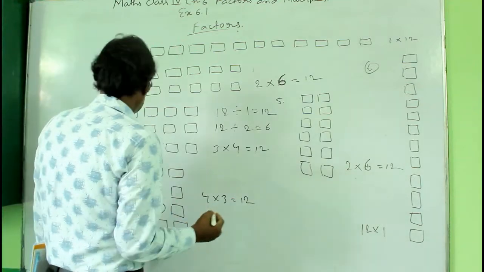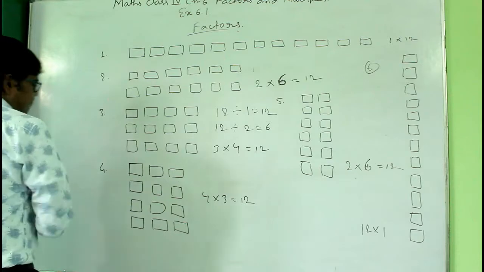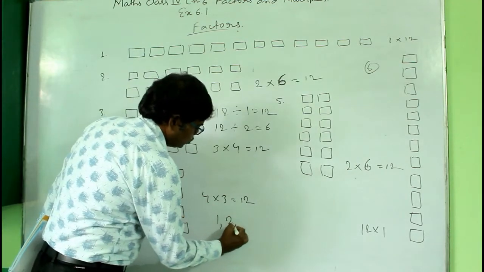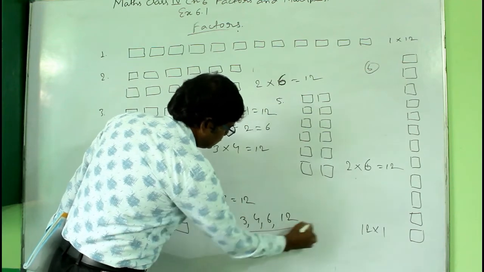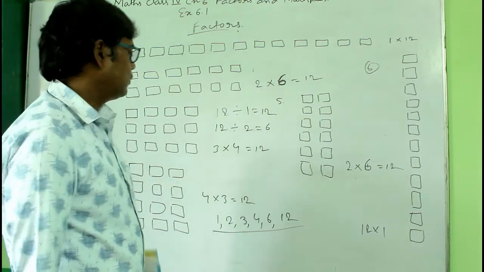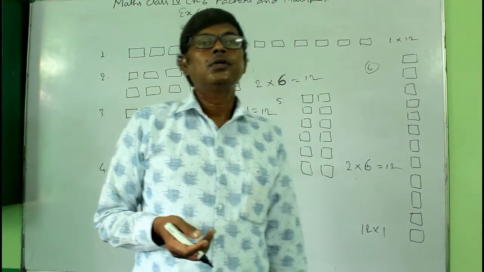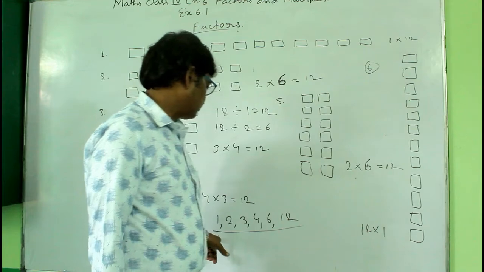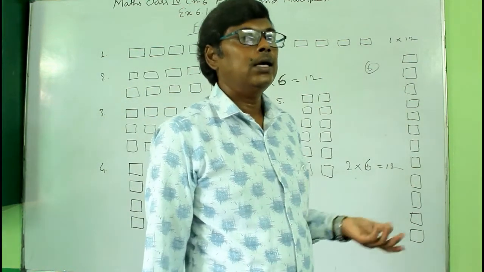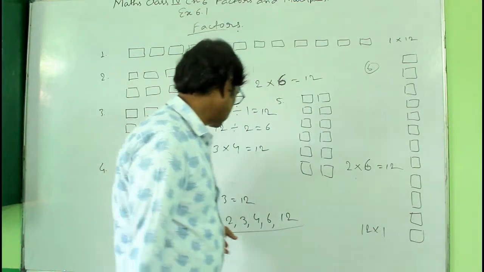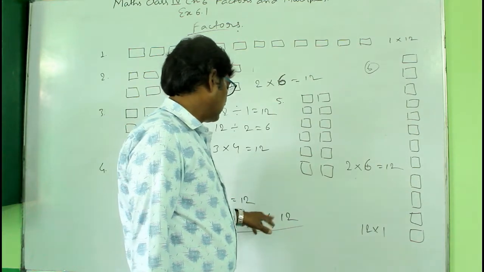So here you can write 1, 2, 3, 4, 6 and 12. These divisors of 12 are called the factors of 12, because these numbers divide 12 exactly, that is, without leaving any remainder. So these are called the factors: 1, 2, 3, 4, 6 and 12.